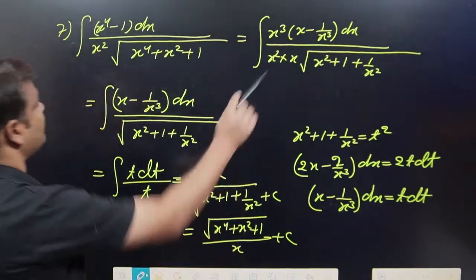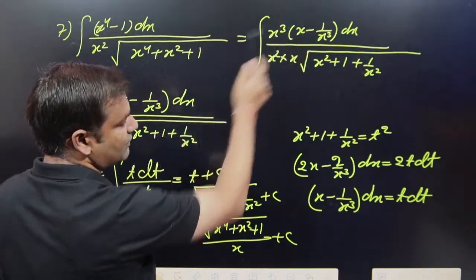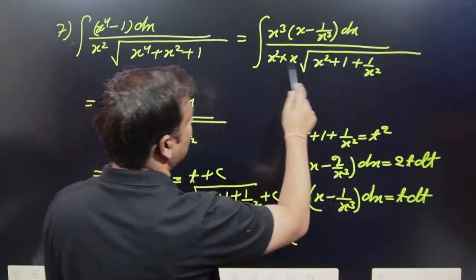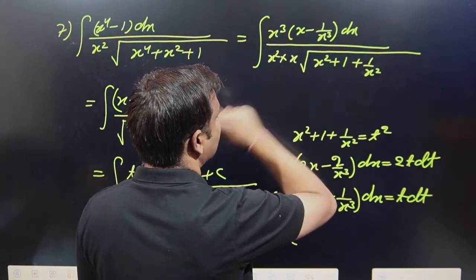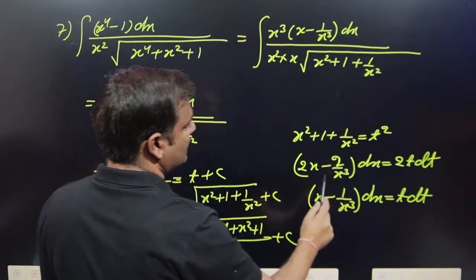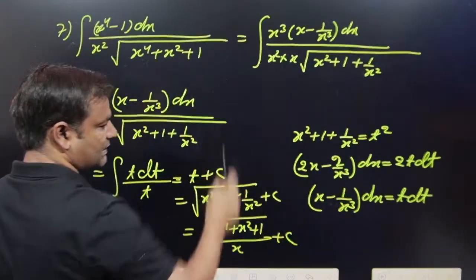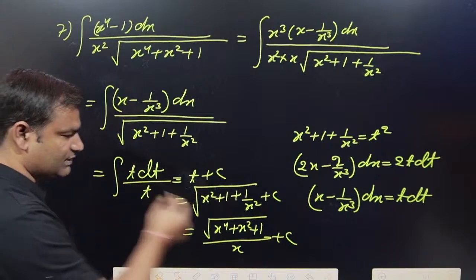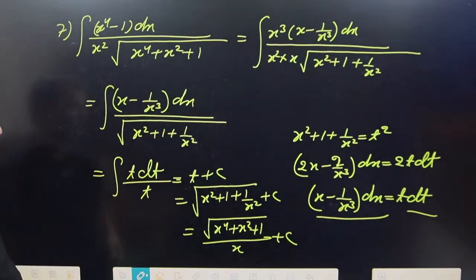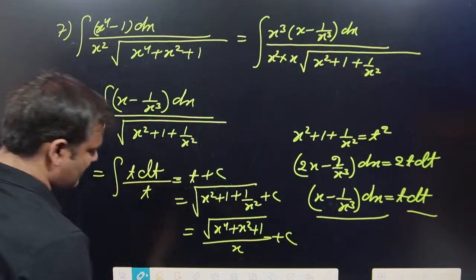Simply, if x cube is common in the numerator and here x is common in the denominator, then we get x cube, here x cube, these two are cancelled. After that this one is taken as t square, so differentiation of that one in the numerator is replaced by t dt, and after that put that value and find, we get the answer. Okay, so now we focus on the next problem, whatever question number 8, 9, whatever.